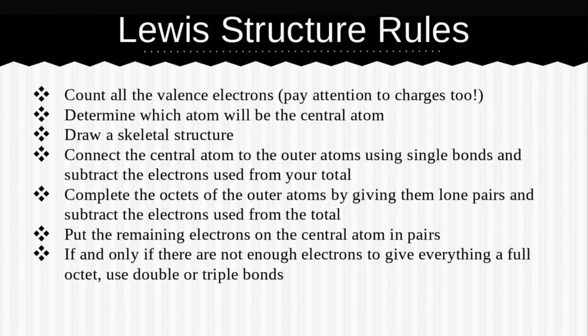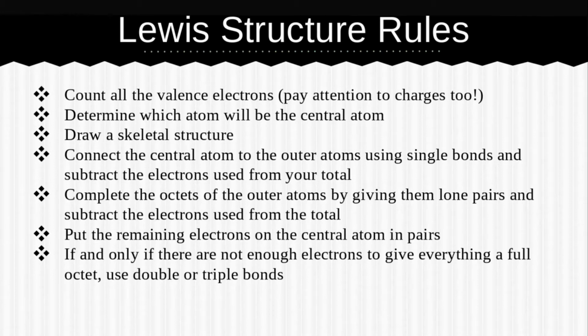Next, you want to draw a skeletal structure, so place that central atom in the middle and draw the remaining atoms around it. Then you connect the central atom to the outer atoms using single bonds. Remember, each single bond counts as 2 electrons. So you want to add up how many electrons you used and subtract that from your total that you counted in step 1.